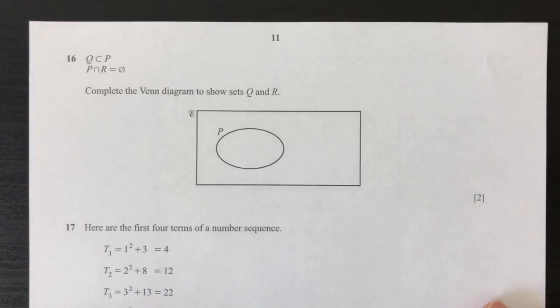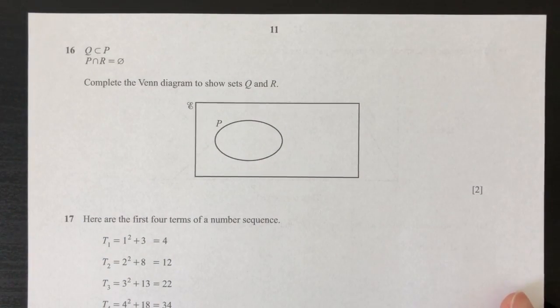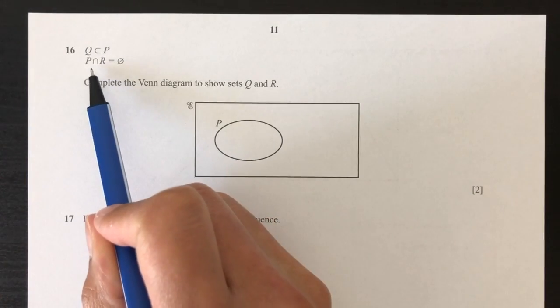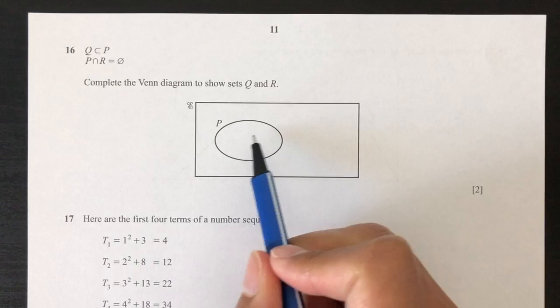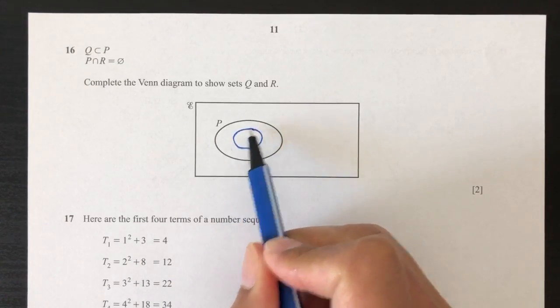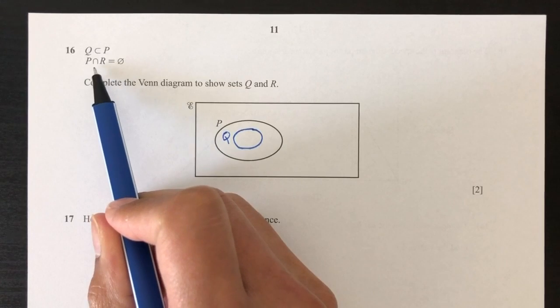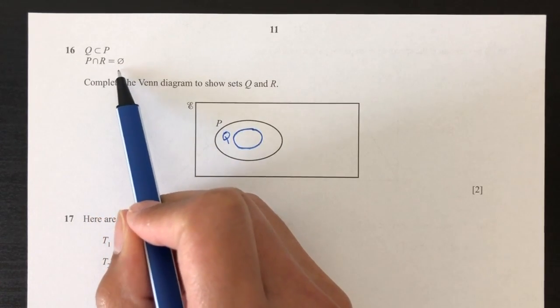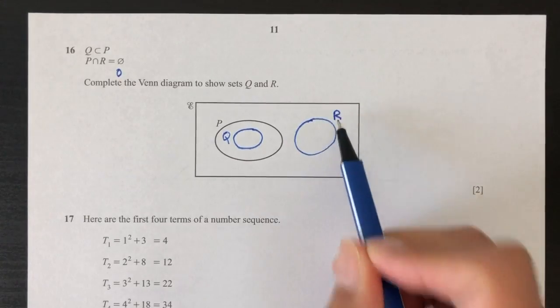Now let's move on to question 16. It says Q is a subset of P. So basically Q is inside of P. And then P does not intersect with R. So Q is inside of P. Q is a subset of P. And then P intersecting R is 0. So they do not intersect. So R will be right here. R will be your set R.